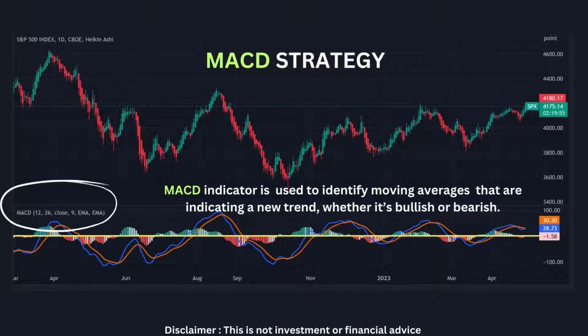For example, if you were to see 12, 26, 9 as the MACD parameters, which are usually the default setting for most charting software, this is how you would interpret it. The 12 represents a moving average of the previous 12 bars. The 26 represents a moving average of the previous 26 bars. The 9 represents a moving average of the difference between the two moving averages above.